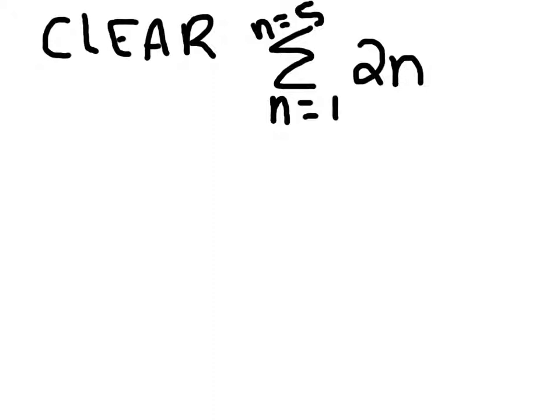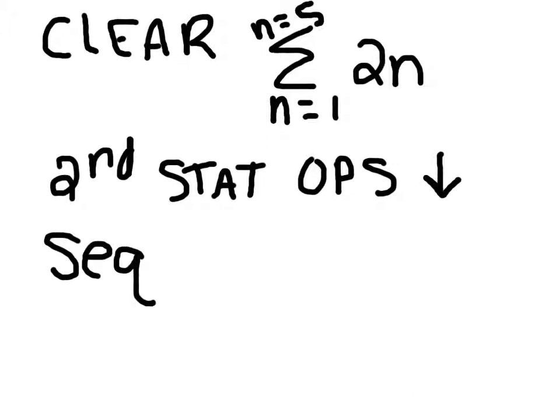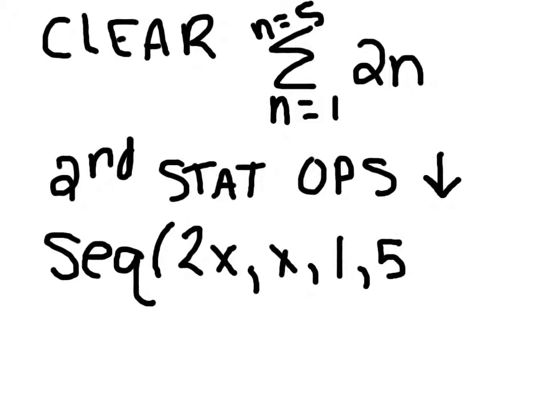And how I use my calculator to do this is I hit the second button and then the stat button, and that will pull up the list menu. I'm going to arrow over to ops, and I'm going to arrow down to sequence, and I'm going to hit enter. When I do that, a parentheses comes up. I'm going to fill it in like this. My formula is 2x. I'm going to put that formula in for x. This is just part of the calculator notation. I'm going to do it for the numbers 1 through 5.